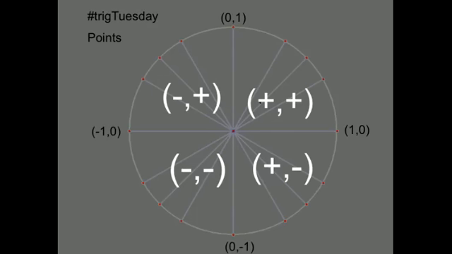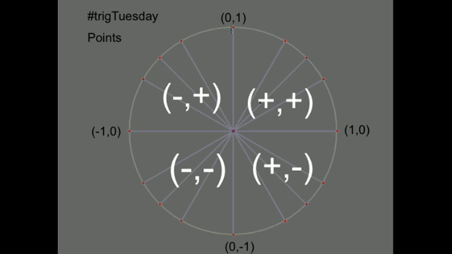In this video we're going to cover the points of the unit circle. We're going to go all around the unit circle and figure out the x and y coordinate points. Remember, we call this the unit circle because the radius is 1 unit long. So if we go out from the origin in the positive x direction, we're at 1, 0. But if we go in the negative x direction, we're at negative 1, 0.